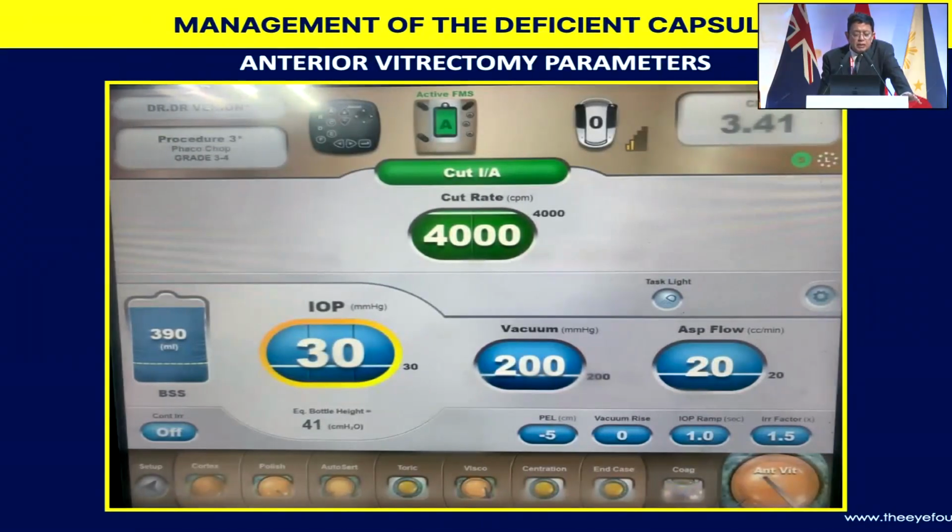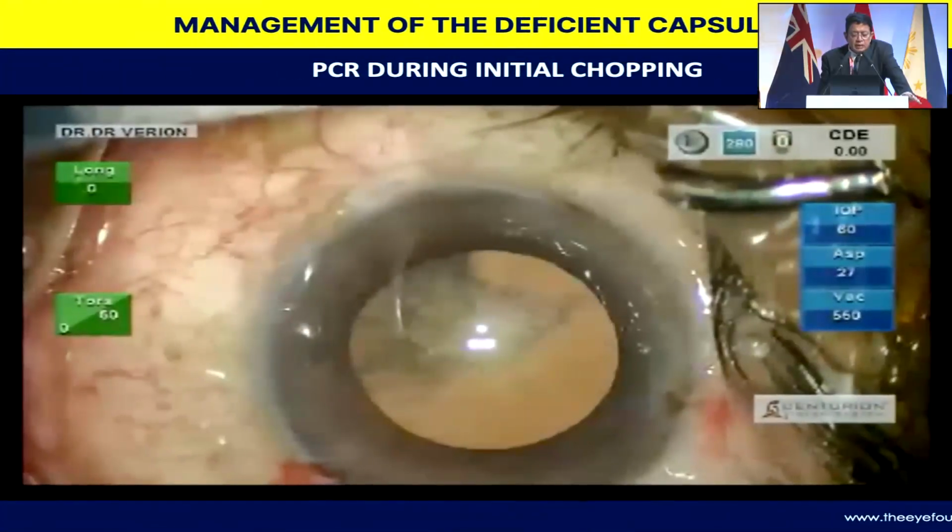The most important aspect is to have the highest cut rate that is possible in your particular machine that you're using. All your other parameters, the intraocular pressure, the vacuum, the aspiration flow rate, etc., have to be quite minimal and well manageable. You want the least amount of turbulence and the most controlled surgery that's possible.